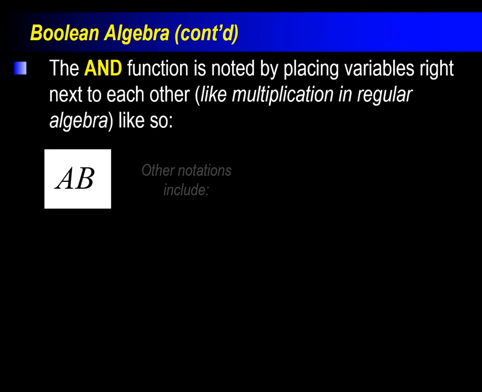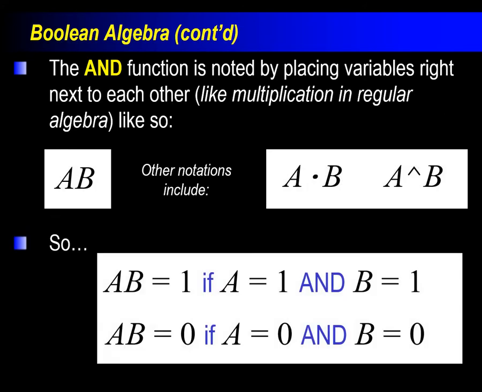Okay? Now, the AND function is essentially represented with multiplication. So just like regular algebra, you can just write two variables beside one another to multiply them, or you can use a dot. And I've even seen this symbol used for multiplication, but I do not recommend that, because that one, again, is very often confused. Some people use that for powers. So AB equals 1 if A is 1 and B is 1. AB equals 0 if A is 0 or B is 0. Again, that's the AND function.